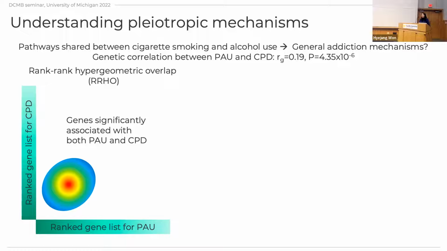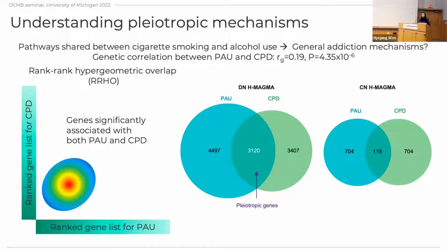By running this, we were able to find some difference between dopaminergic neurons and cortical neurons for the first time. What we observed was that compared to cortical neuronal H-MAGMA, which identified only 120 genes, dopaminergic neuronal H-MAGMA seemed to identify roughly 3,000 genes to be shared between cigarettes per day and problematic alcohol use, which potentially suggests that there might be some circuit-specific mechanism in understanding pleiotropy. And potentially that pleiotropic mechanism can largely arise from midbrain dopaminergic neurons rather than cortical neurons.